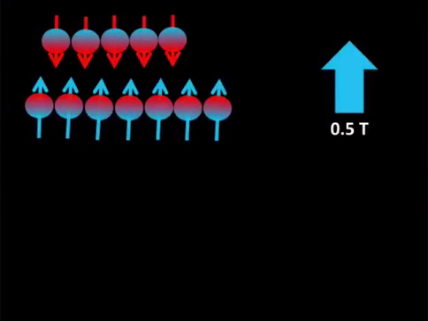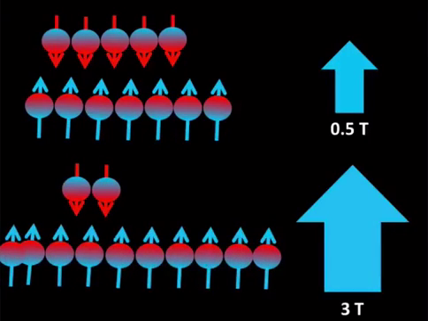Now this is going to change depending on the field strength that you use. So if you have a 0.5 Tesla magnet, you're going to have a slight majority directed in the direction of the field. Or if you use a 3 Tesla magnet, you're going to have a larger majority. So the magnitude of the net magnetization vector is larger at high field strengths relative to low field strengths, and therefore you have more signal.